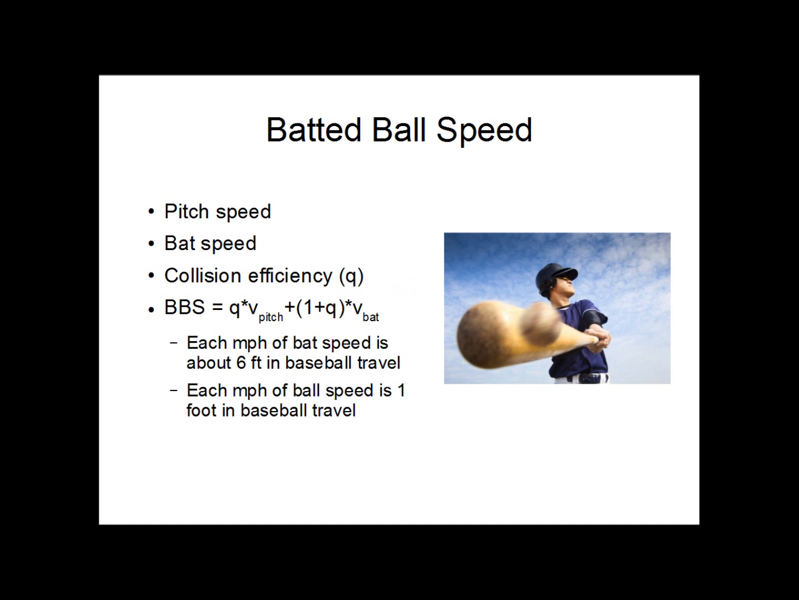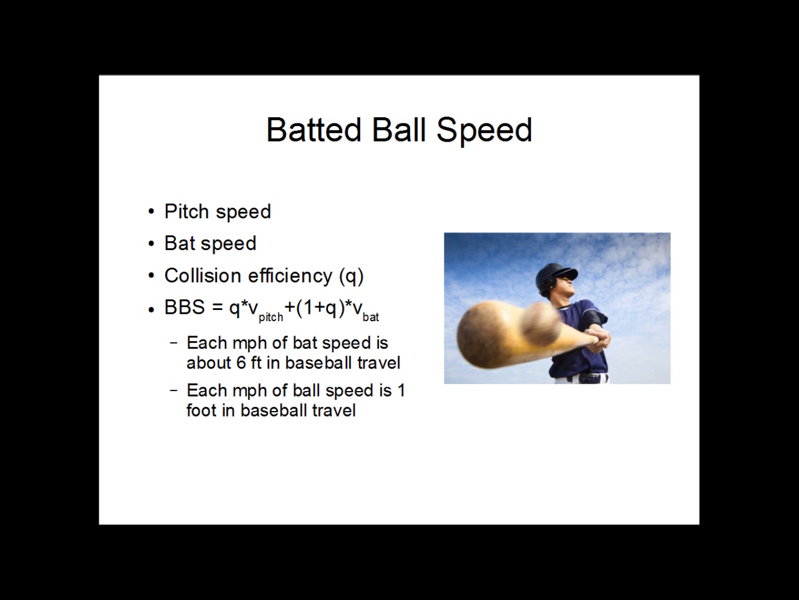The first concept he brought up was batted ball speed. It relies on three different variables, which are pitch speed, bat speed, and collision efficiency, which is Q. Just for scope, Q is approximately 0.2 for a baseball bat. Anyway, he gave us this equation: the batted ball speed, which is BBS, is reliant on Q times the pitch speed and 1 plus Q times the bat speed.